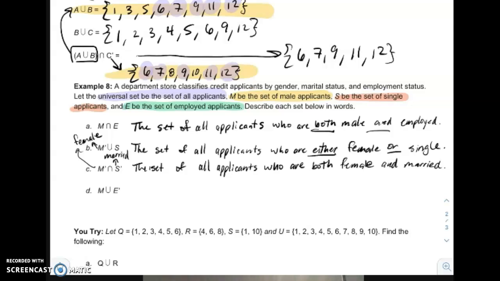And then you've got set M union the complement of set E. Set M is male. And then E's complement would be not employed, so unemployed. Since it's union, you're going to say either male or unemployed.